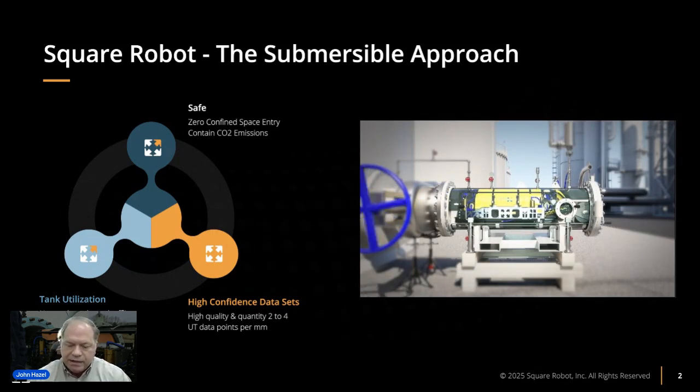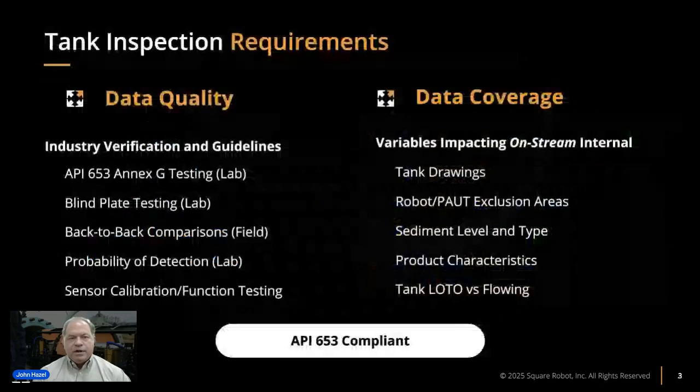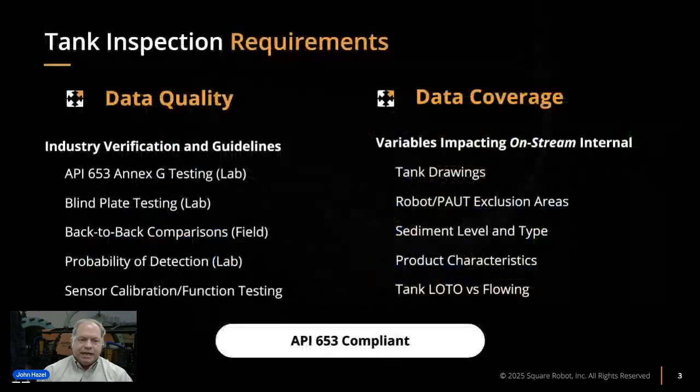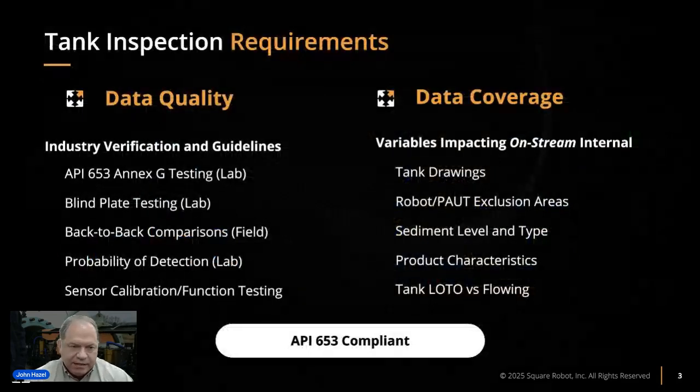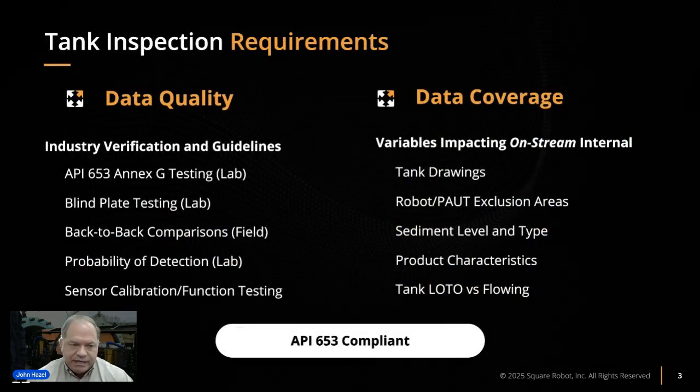So a couple of things that we really wanted to set out and do is when we're talking about data quality, we need to make sure that the data that we're providing meets the industry standards. So does our data meet the Annex G guidelines in 653?